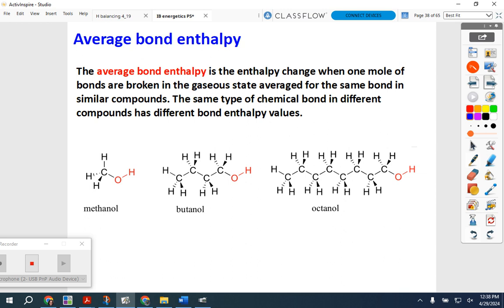The gaseous state matters for things like this and ionization energy and other stuff, because when molecules are in the gaseous state, we don't have to deal with intermolecular forces and lattice energies and things like that when we're talking about breaking bonds. They're just separate molecules bouncing around by themselves. So you can imagine that we have an OH bond here in methanol, we have one in butanol, and we have one in octanol. But actually, the amount of energy it takes to break that bond is going to be slightly different, depending on the context. So it's going to be a little bit different between all three of these molecules.